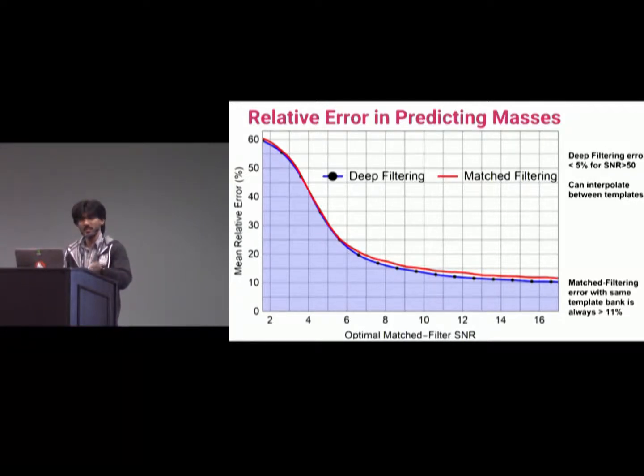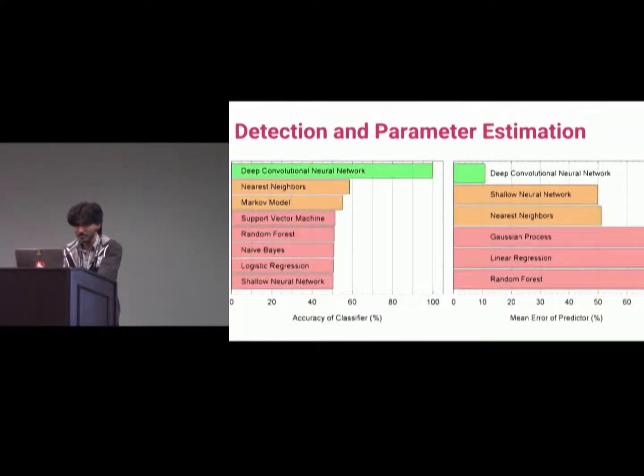And for very high SNR, we actually found that we can get the mean relative error less than 5% for SNR of like 100. Whereas match filtering, based on the same training templates, the minimum error that you can get is like 10% because the template bank is not infinitely sampled.